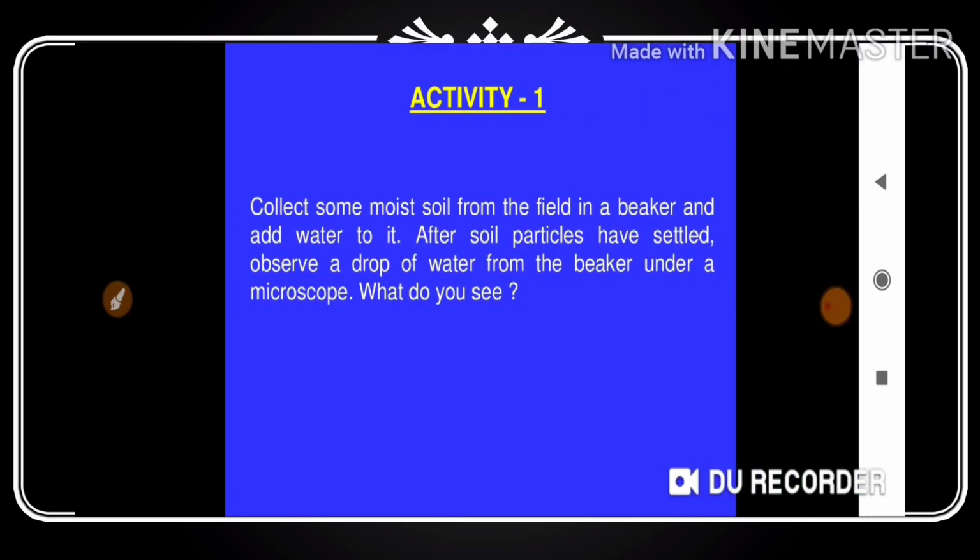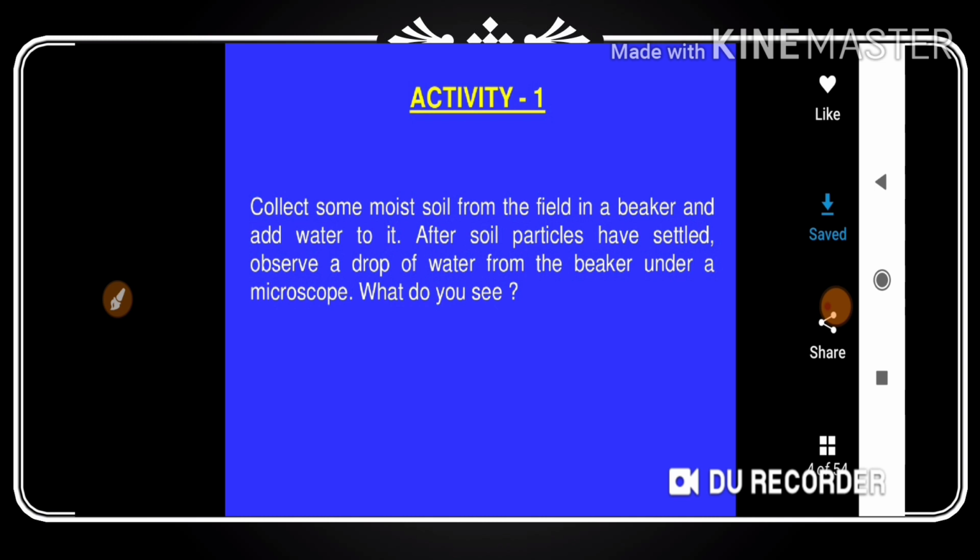Okay, we'll move to the second slide. Next activity they have given. How will you see these microorganisms by doing these activities? Activity 2.1 in your textbook is about microorganisms: collect some moist soil from the field in a beaker. So we need to take a small beaker, then a little amount of moist soil, not dried soil, from a field nearby your house or somewhere else. Insert it into the beaker and add a little bit of water to it. After the soil particles settle down, observe a drop of water.